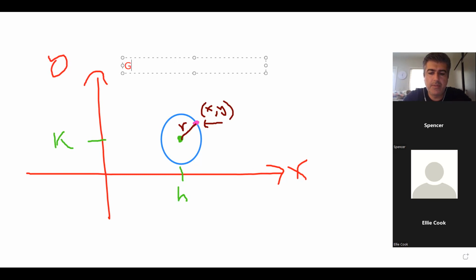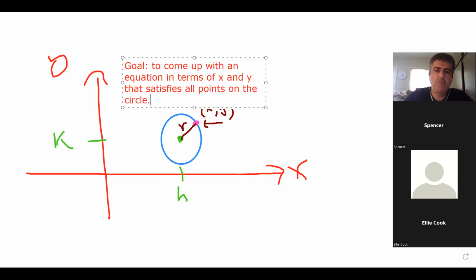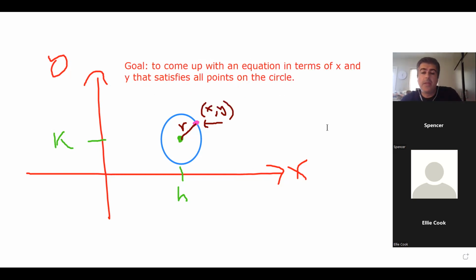Our goal: come up with an equation in terms of x and y that defines, or that satisfies, all points on the circle. Okay, that's the goal. Come up with the equation in terms of x and y that satisfies all points on the circle. So that's why the point on the circle I'm calling x, y.